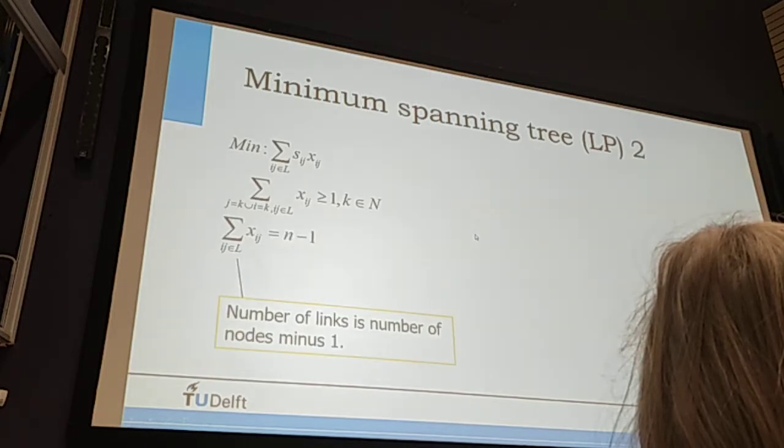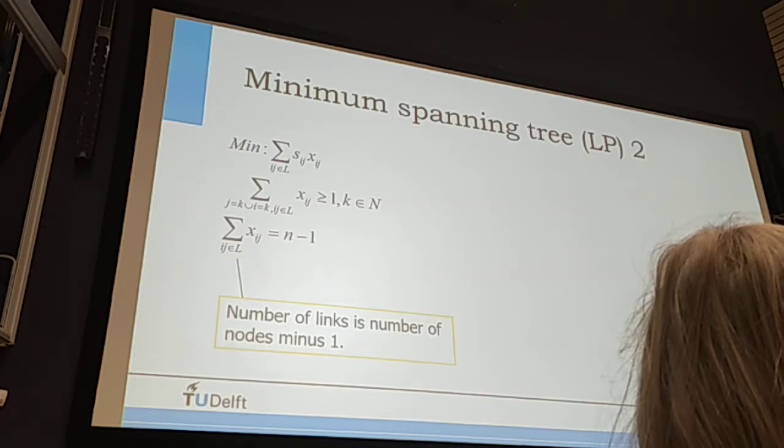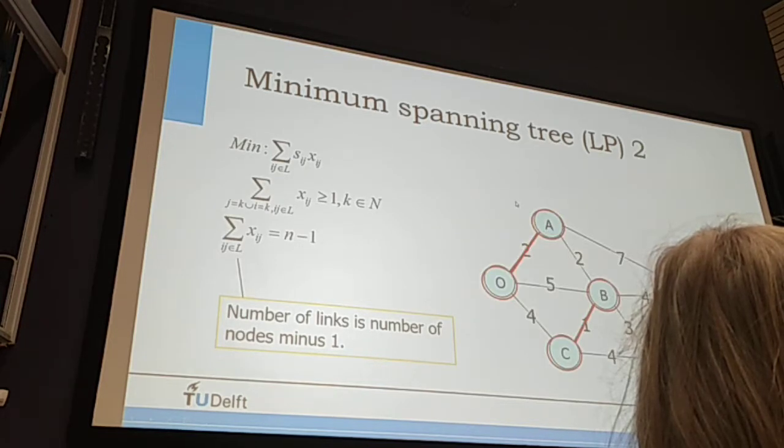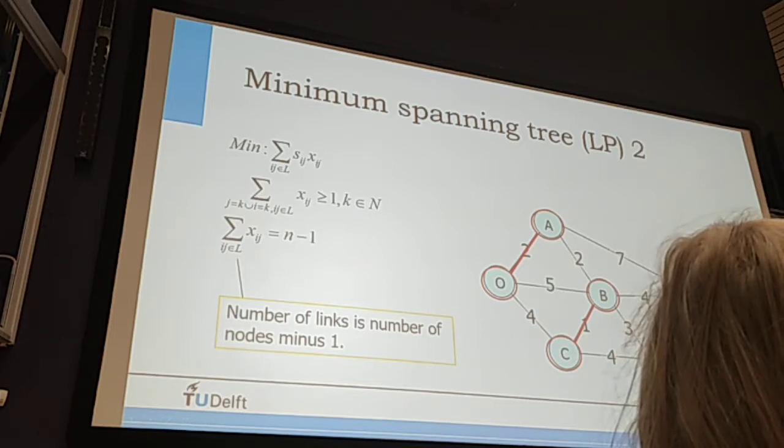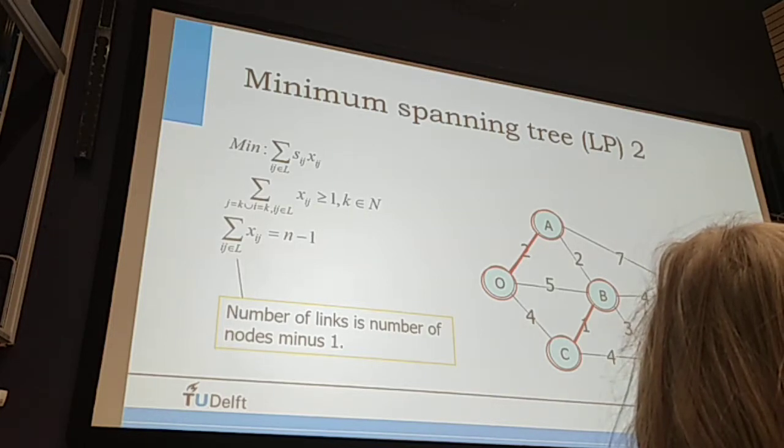So the number of links that is activated is basically the number of nodes minus 1. So we have to enforce that. So the sum of this has to be n-1. Okay, good. Well, let's see what happens now. Okay, so now it basically has 3 links between B and E. Okay, so that wasn't supposed to happen either.